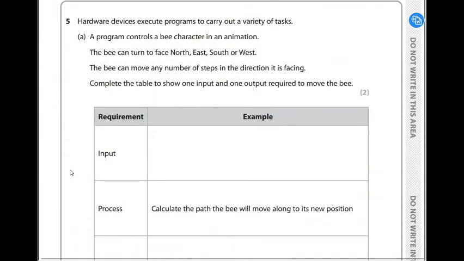Okay. So we've got hardware devices that execute programs to carry out a variety of tasks. A program controls a B character in an animation. So the B can turn to face north, east, south, west, or never eat shredded wheat. Anyway, the B can move any number of steps in the direction it's facing. So we have to complete the table to show 1 input and 1 output required to move the B.